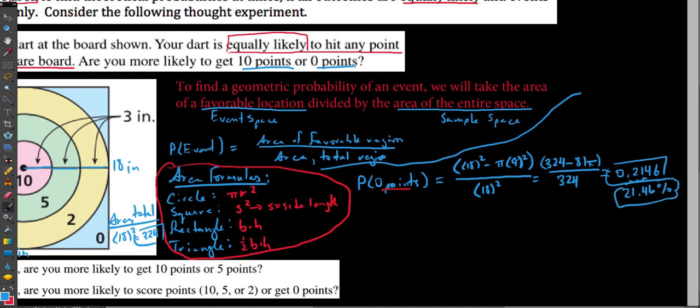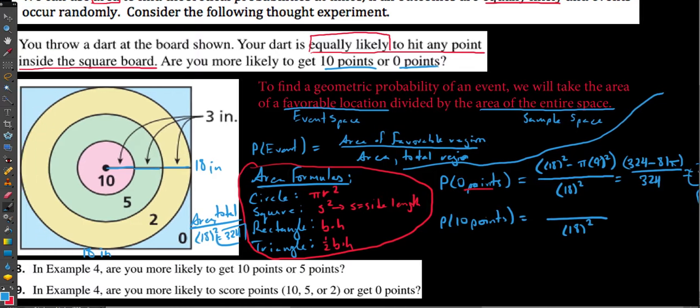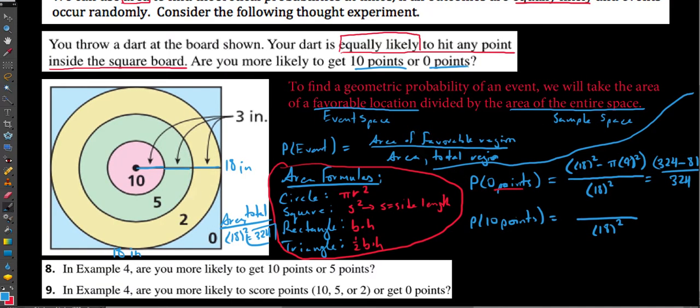Now the question is, is that more or less than the 10 point region? Well, let's go ahead and analyze the likelihood of this event occurring. So in this case, it's still going to be out of the total space here, out of the area of the square, but the question is, what's the area of the 10 point space? And we notice that this is a circle, and the radius of this circle is 3. So in this case here, no subtraction needed. We can just say the area of the 10 point space is pi times 3 squared, which as we simplify this becomes 9 pi over 324.